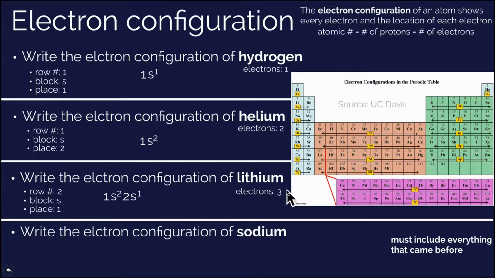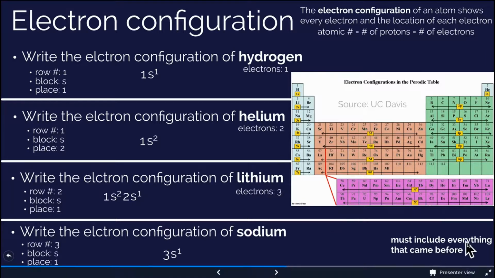And then finally, let's move on to the next one, sodium. It is right here, number 11, and we need to know the same information for it. We need to know what row it's in, 1, 2, and 3, and what block it's in. It's in the S block. So far we have 3s, and again, it's in that first place of the S block. So we are putting in 3s1 as the final location of sodium.